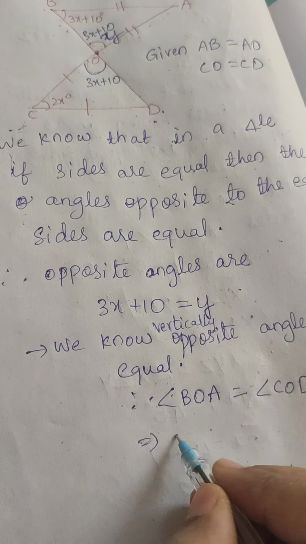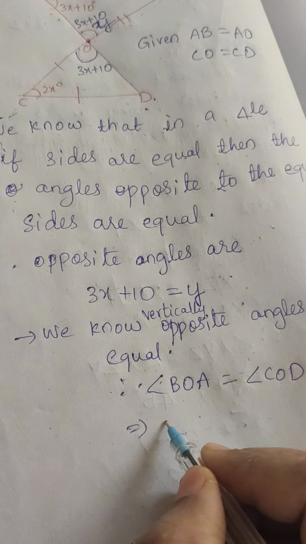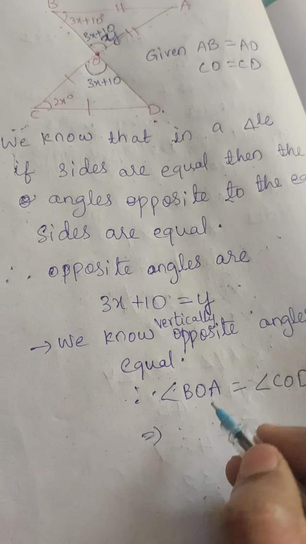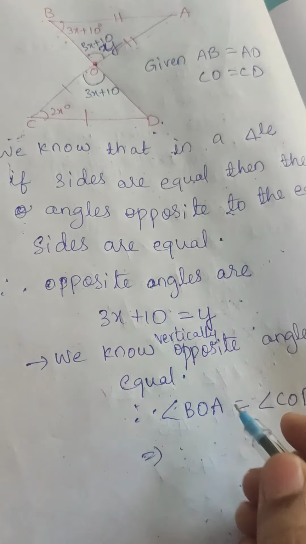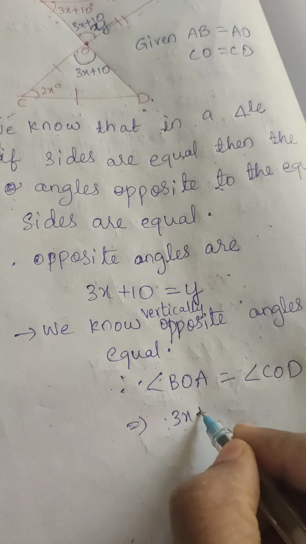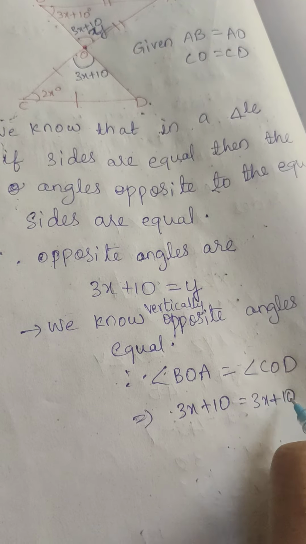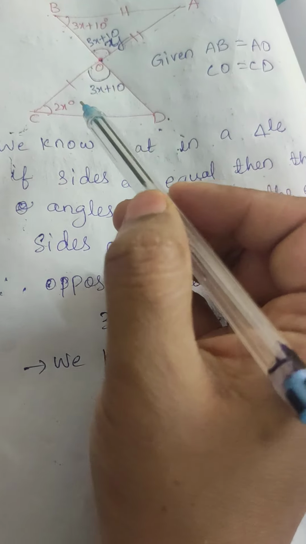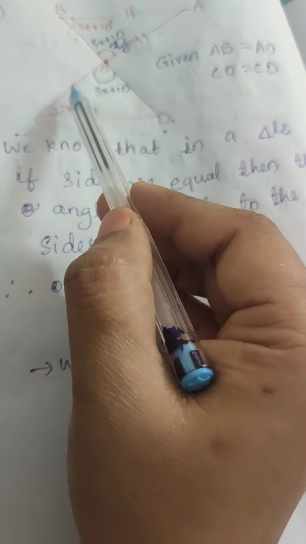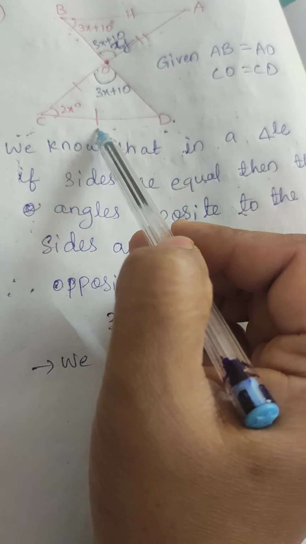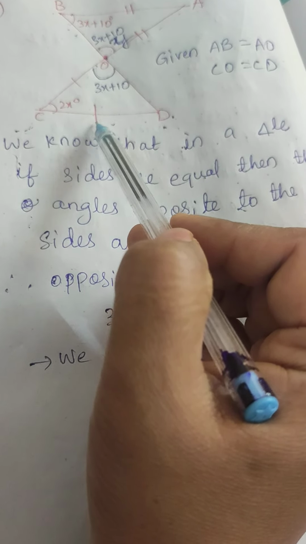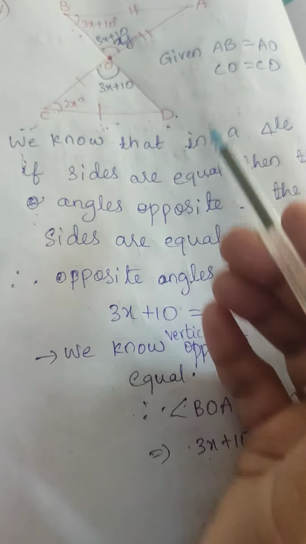This implies 3x plus 10. Okay, 3x plus 10, and this also 3x plus 10. Now again we are using the concept that here these two sides are equal, then angles opposite to these two sides will be equal.